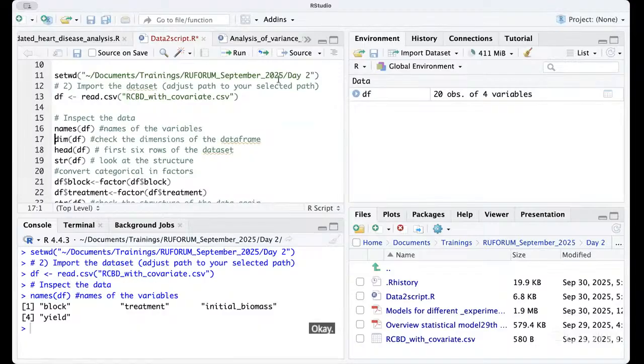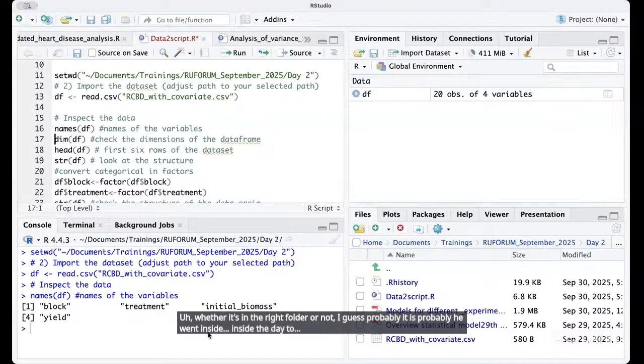Okay, as we wait for Fernando, are you with us? At some point we'll get you to know. But he needs to first check whether he's in the right folder or not. I guess probably he went inside the day2 folder, and that is where the problem possibly is.